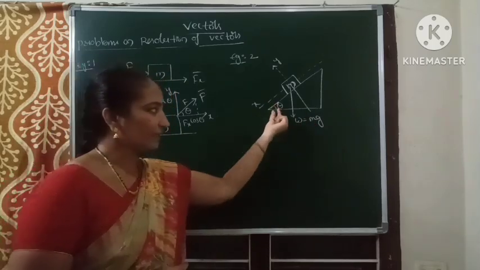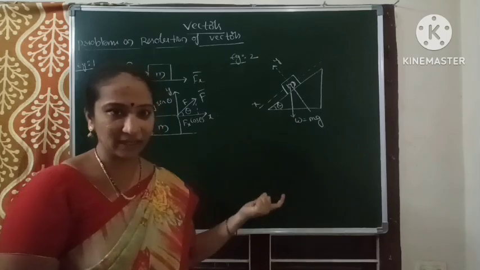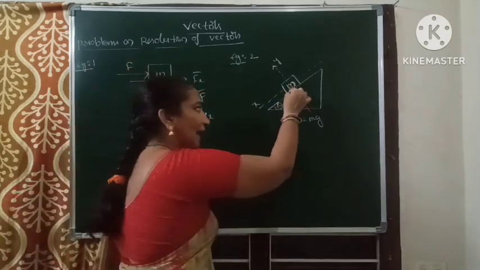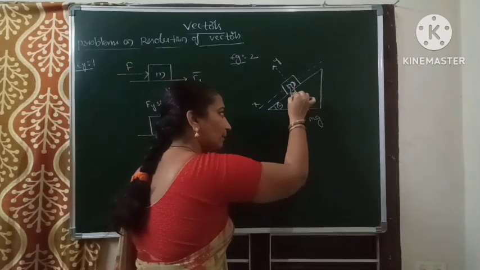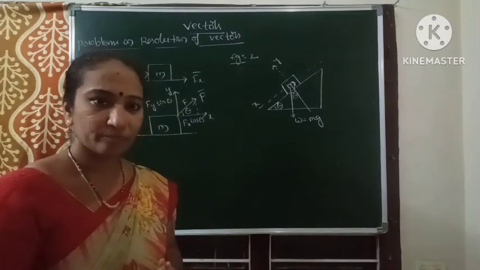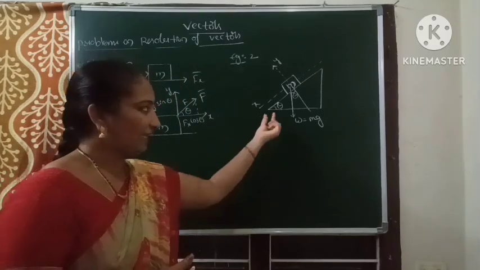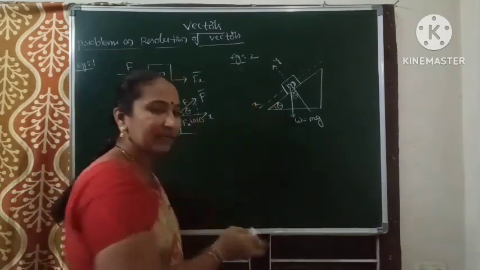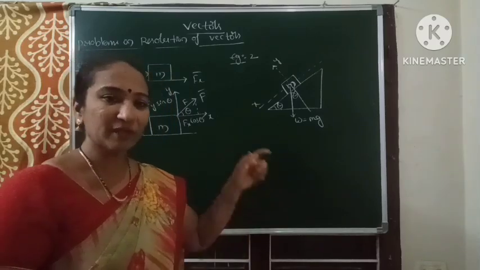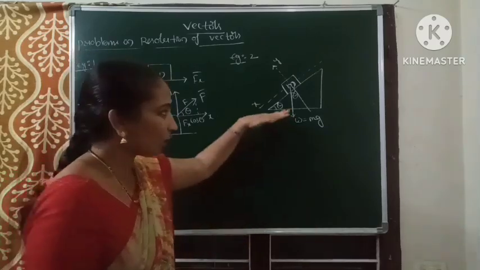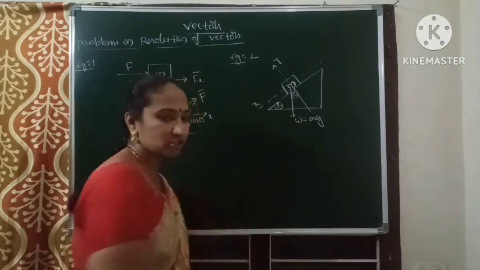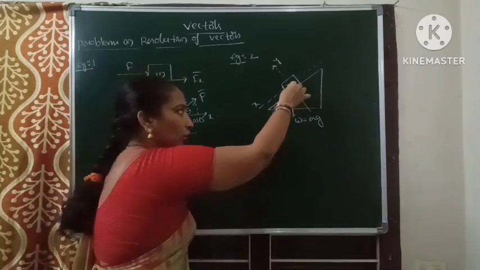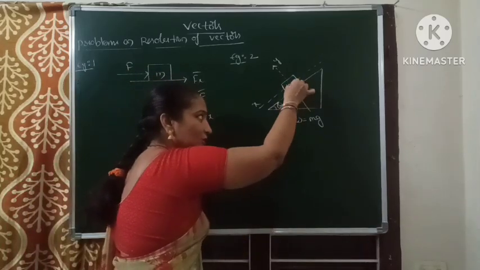So when the angle between these two lines is theta, then automatically the angle between the two normals is also theta. I repeat once again. If the angle between the horizontal line and the inclined line is theta, and you draw the normal for the horizontal line, this is the normal for the horizontal. And if you draw the normal for this inclined line, this is the normal.